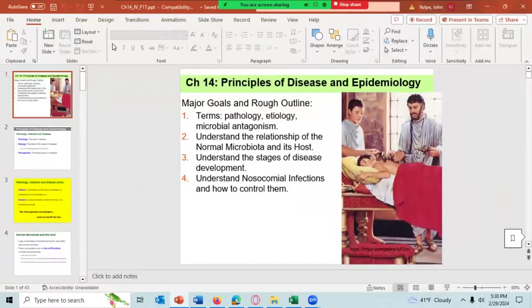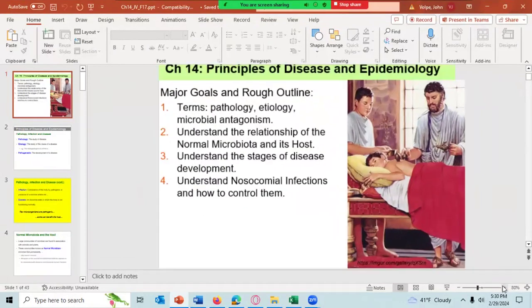Chapter 14 is Principles of Disease and Epidemiology. I've only got a few terms up here, but if you learn the terms of this lesson, you will learn about half of the chapter. So you do need to learn the terms of this chapter. They're very important for this chapter.